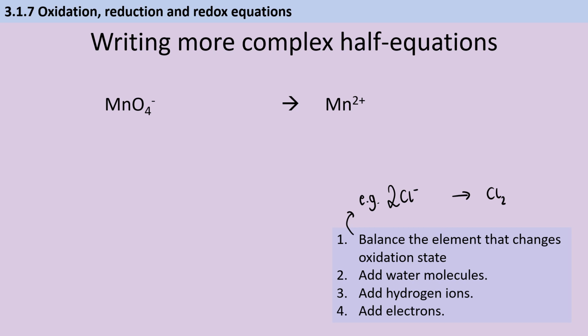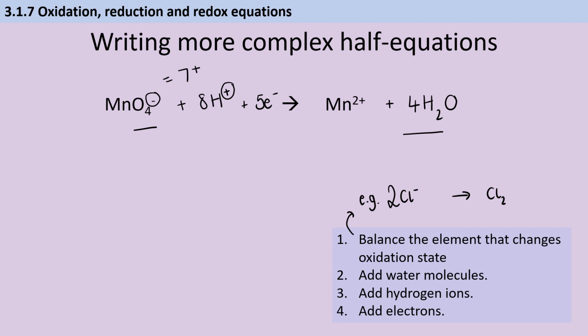Next, I'm going to add water molecules in order to balance out the oxygen that I can see on the left-hand side, and then I'm going to balance out these 8 hydrogens I've just added by 8 hydrogen ions on the left. Now I need to add electrons, so I've got a 2+ charge on the right hand side, and on my left hand side I've got a minus and 8 pluses, so that gives me +7, so therefore I need to add 5 electrons.